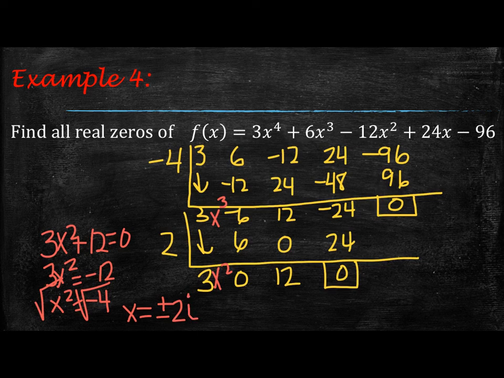Since they're wanting to know the real zeros, imaginary numbers are not real numbers, and so the only real zeros are going to be that negative 4 and 2. But again, I do want you to verify that by using synthetic division to show that remainder of 0.